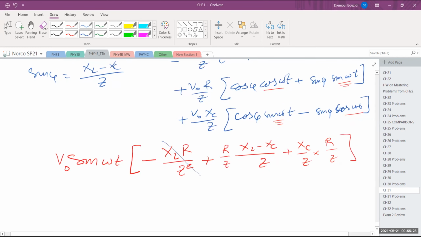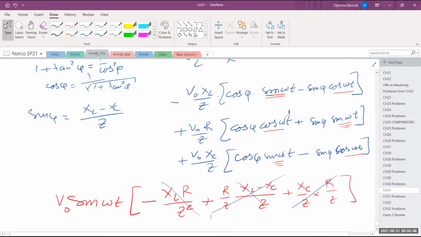This is XL times R divided by Z squared. And this is XL times R divided by Z squared. So these terms cancel. And this term is also XC times R divided by Z squared. And I have XC times R divided by Z squared, except this one is negative and that is positive. So they cancel. Indeed, there is no sine in the answer. So the terms cancel in here for the sine.